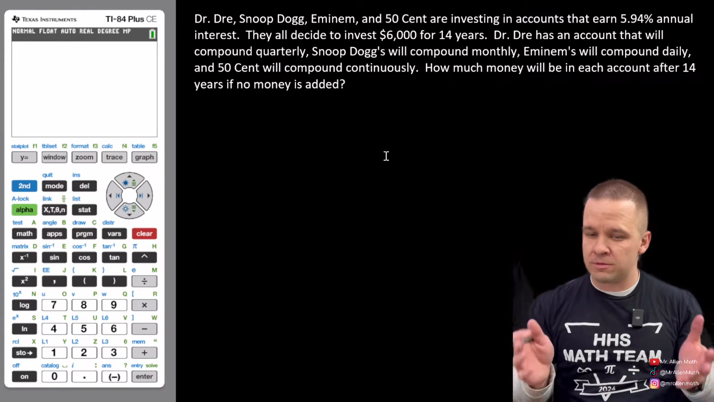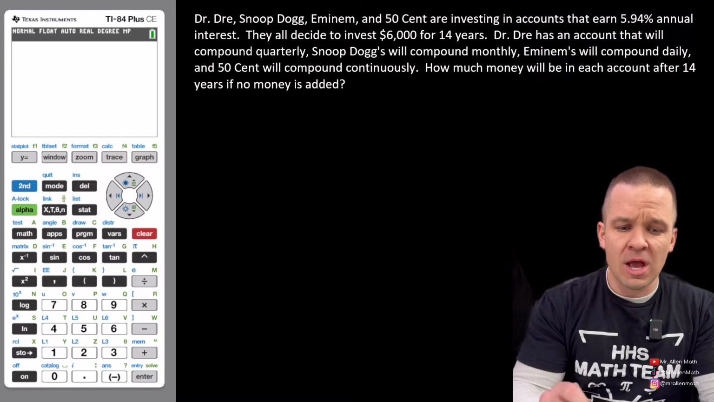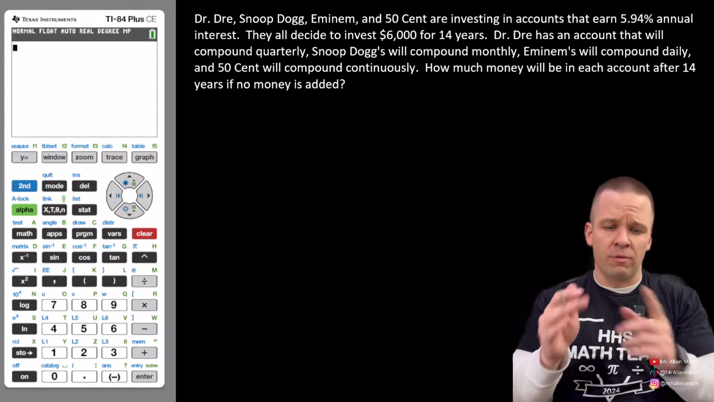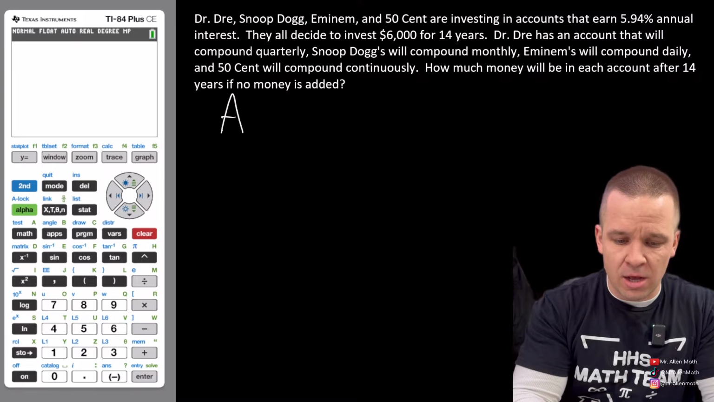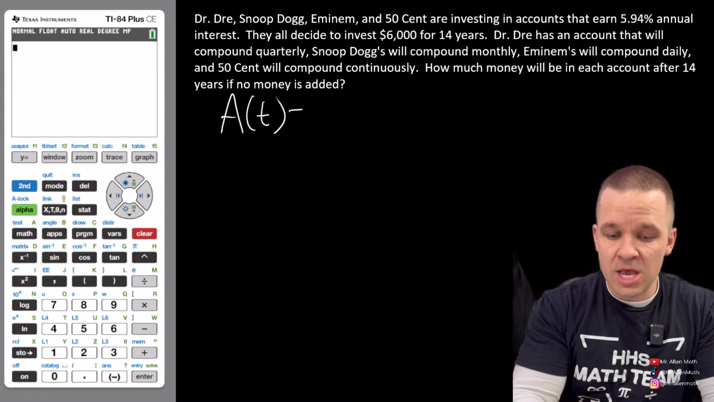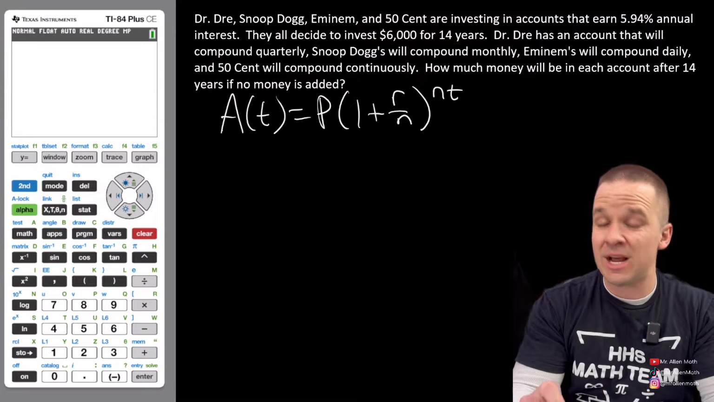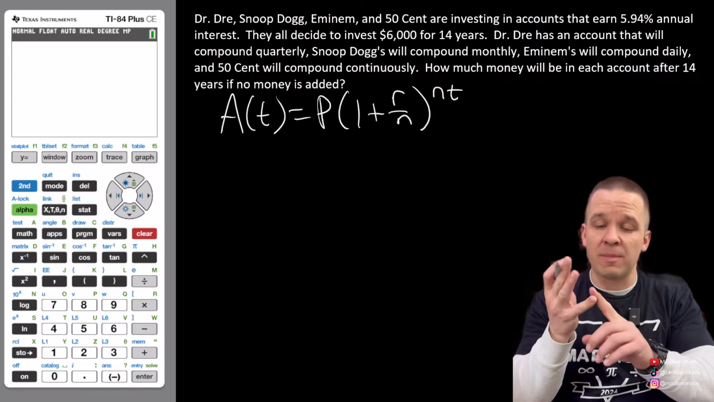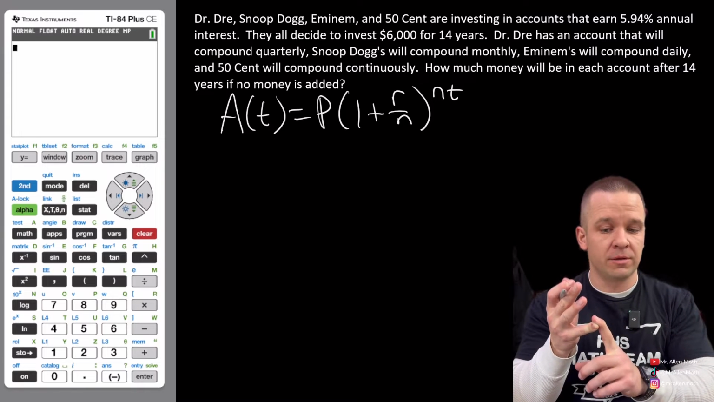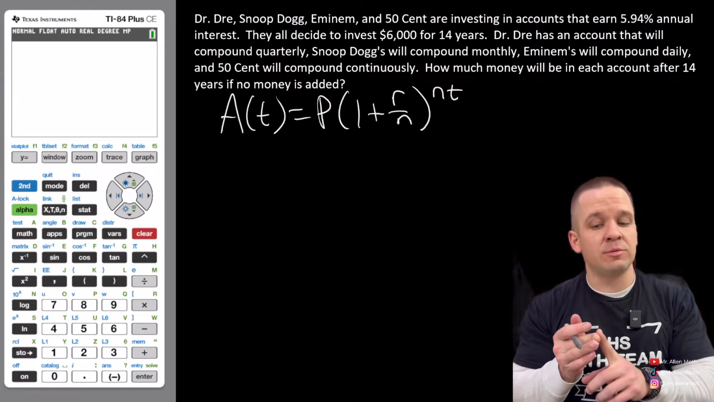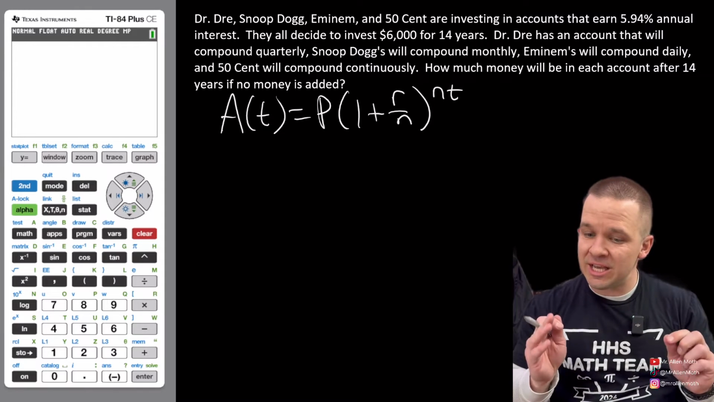So we need a couple formulas, right? There's a formula for compounding daily, monthly, weekly, quarterly, whatever, and that is A(t) = P(1 + r/n)^(nt). Now, what does all that mean? Well, P is my principal, the amount of money we start with. R is my rate. N is the number of times we compound. And T is the time.